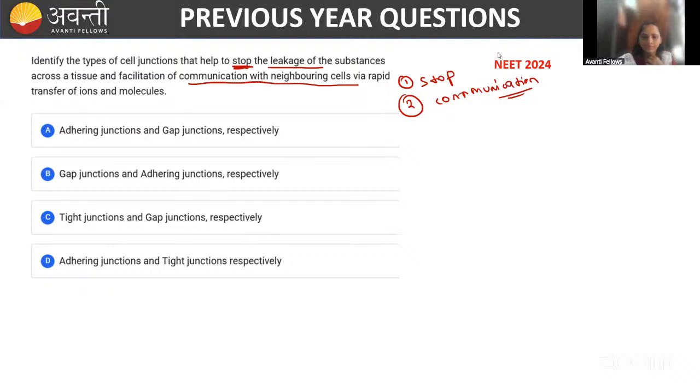One minute. I'm launching the poll. You can answer this question, guys. Very good, guys. I'm getting the correct answer. Kindly go through the junctions. We have studied 3 junctions. One is the tight junction. Second one is the adherent. Third one is the gap junction. Yes or no? I will end the poll. I'm sharing the result too, guys.